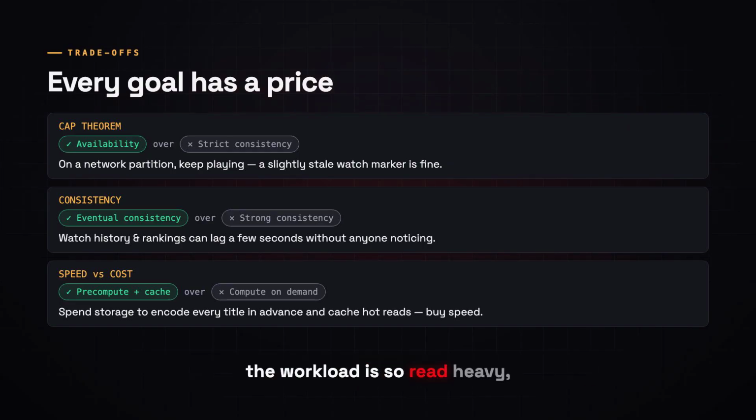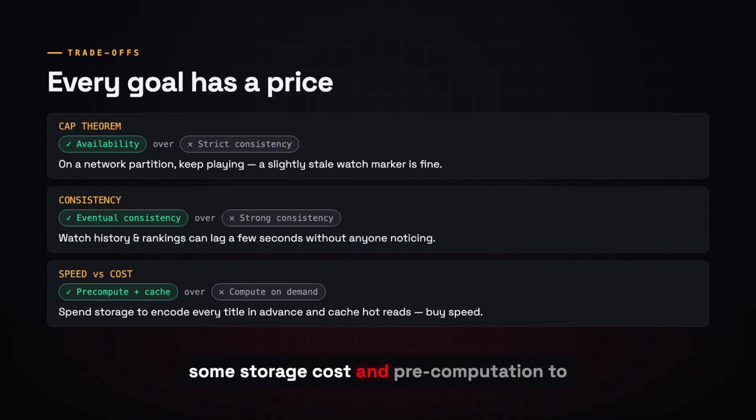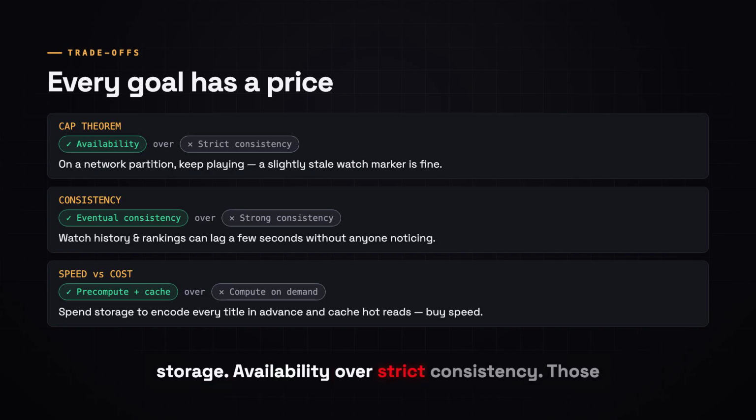Because the workload is so read-heavy, we cache aggressively, accepting that a cache might be slightly behind the source of truth, and we trade some storage cost and precomputation to buy speed by encoding every title many times in advance. Speed for storage, availability over strict consistency. Those are the core bets.